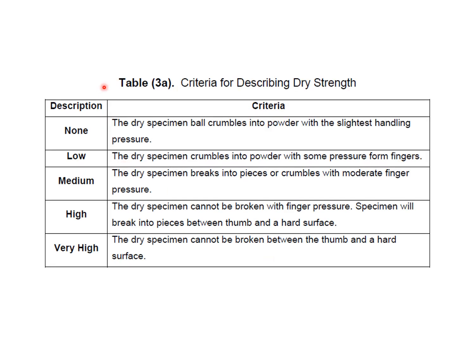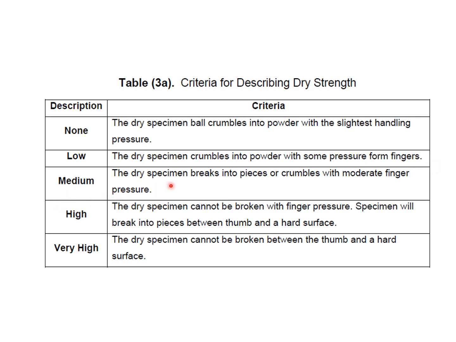This is Table 3A, criteria for describing dry strength: none, low, medium, high, very high. So what does none mean? The dry specimen crumbles into powder with the slightest handling pressure. Low means the dry specimen crumbles into powder with some pressure from fingers.